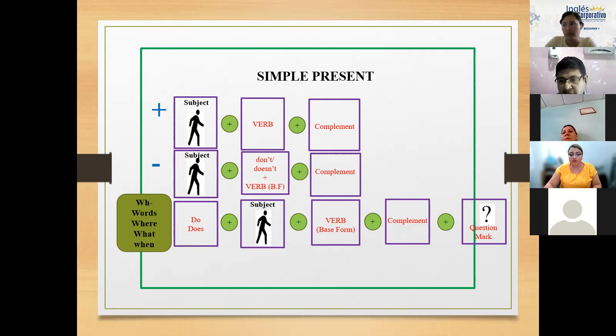Okay, there you have. I would like to write in the chat. Oh, okay. The where is the place, you say. Where? It's for the place. It's for place, correct. And the what? It's for things. And who is for people. And when is for time.